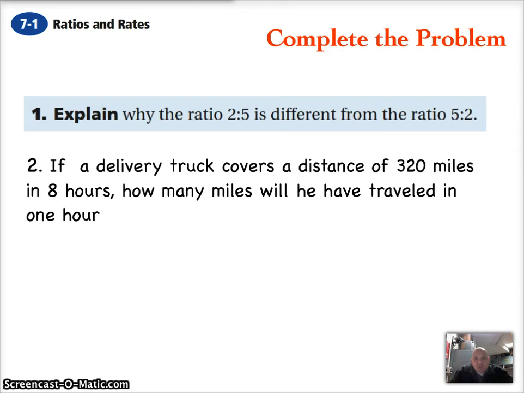Finally, here's your complete the problem. You need to, 1, explain why the ratio 2 to 5 is different from the ratio 5 to 2, and you can review this video and find that out. And then here's one calculation which you need to make. If a delivery truck covers a distance of 320 miles in 8 hours, how many miles will he have traveled in 1 hour? Which points to you need to find unit rate, which was that last example that I showed you. All right, we'll see you in class.